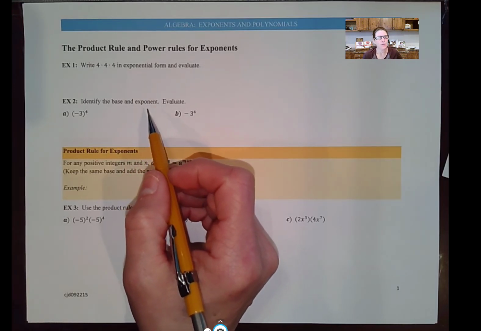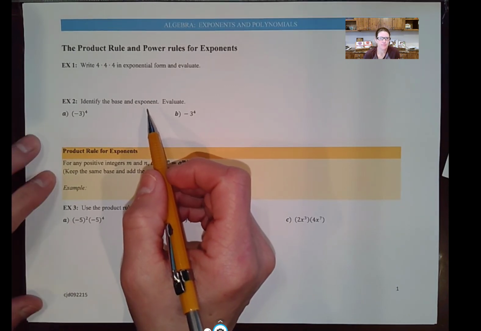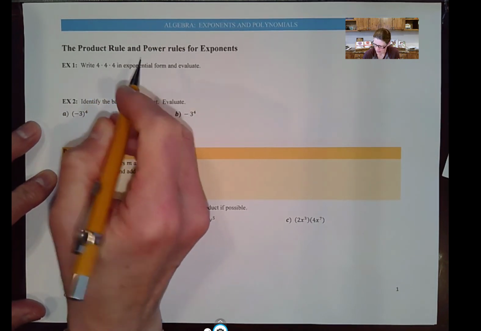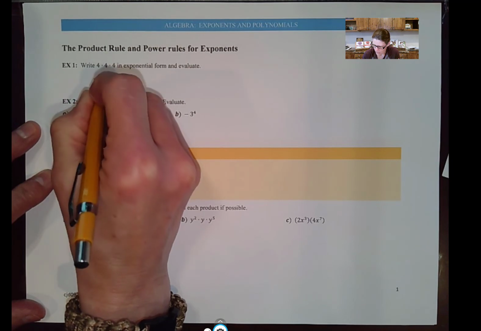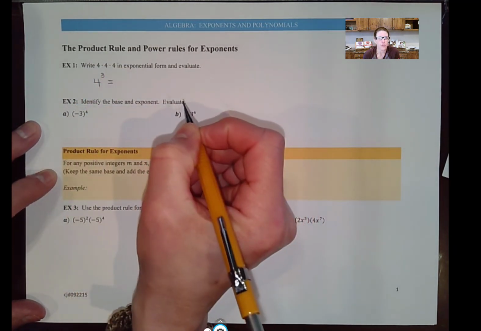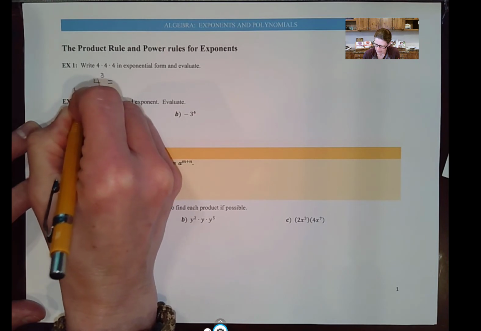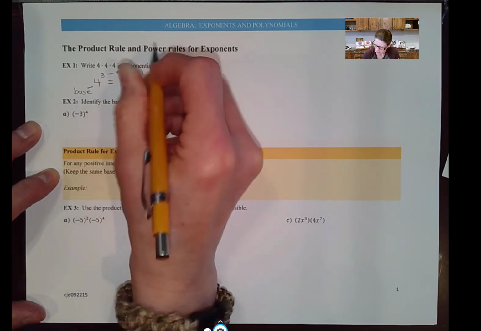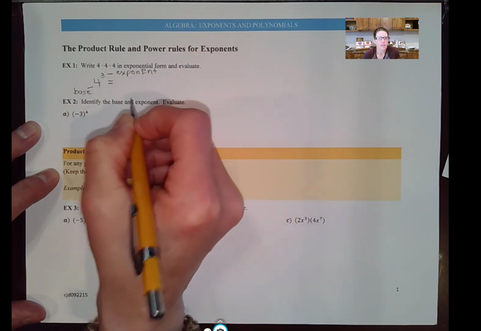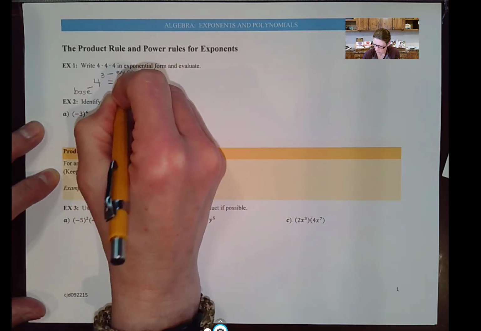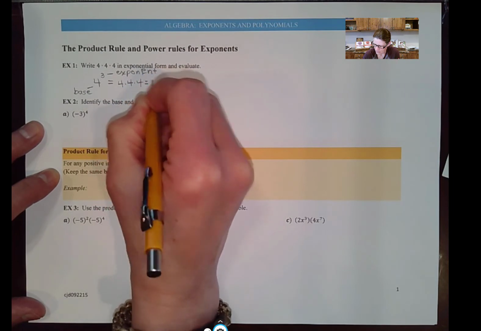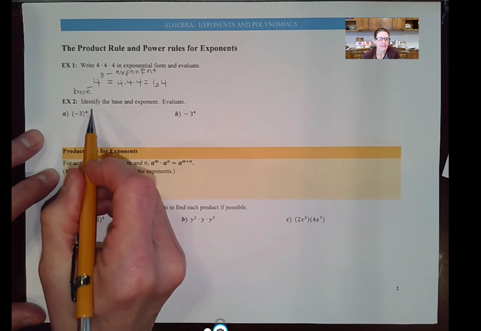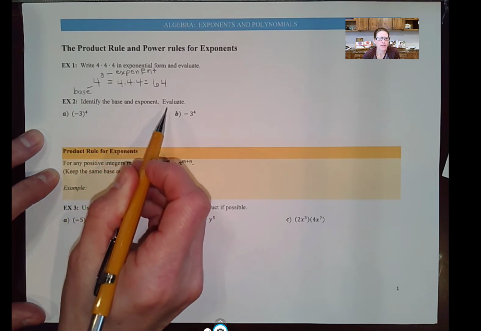In this video, we're going to learn about the product rule and power rules for exponents. In example 1, let's write 4 times 4 times 4 in exponential form and evaluate it. Well, 4 times itself 3 times we can also write as 4 to the third power, where 4 is called the base and 3 is the exponent. Now as we evaluate this, we do want to go ahead and multiply 4 times itself 3 times, which gives 64.